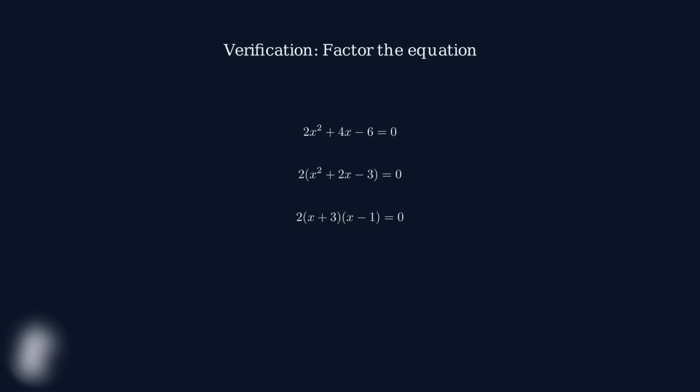Let's verify this result by actually solving the equation to see if our roots really do sum to negative 2. Starting with our original equation, we can factor out a 2 to get 2 times the quantity x squared plus 2x minus 3 equals 0. Factoring the quadratic inside the parentheses, we get 2 times the quantity x plus 3 times x minus 1 equals 0. This gives us roots of x equals negative 3 and x equals 1. When we add these roots together, negative 3 plus 1 equals negative 2, confirming our formula worked perfectly.